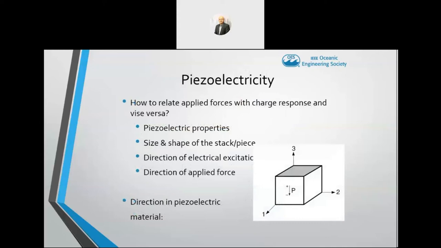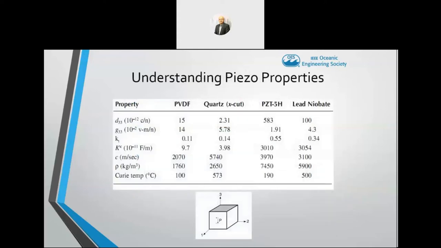I think we might skip this topic because it will become a physics lecture if we continue. But understanding piezoelectric properties is not that difficult. We just need to understand several parameters: for example, the D constant, G constant, K, big K and small k, as well as the Curie temperature.